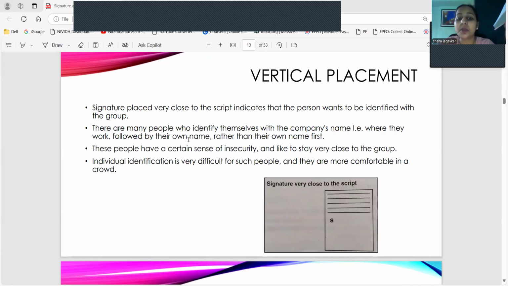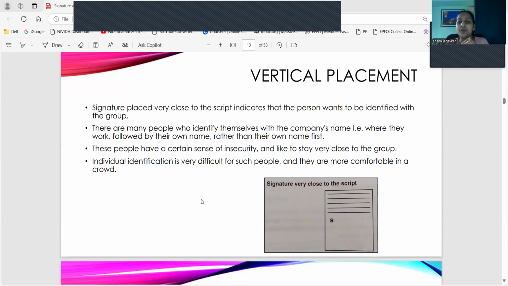group. There are many people who would like to identify with the company's name. That is, their workplace followed by their name. Okay. These people have a certain sense of insecurity and like to stay very close to the group. Their individual identification for such kind of people is a little low, and they're more comfortable in a crowd. So such kind of people find it difficult to speak in front of a crowd.